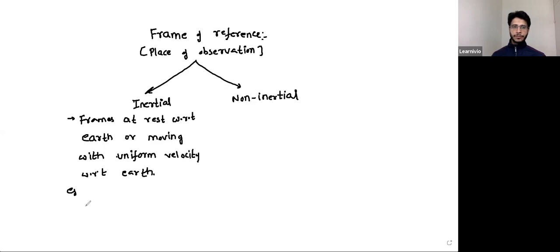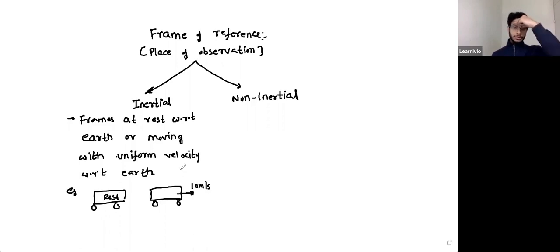For example, a car which is at rest with respect to Earth, this is an inertial frame, or a car which is moving in a particular direction with a constant velocity is also an inertial frame. So this is the definition of an inertial frame: the frame is either at rest or moving with constant velocity. These are examples of inertial frames.